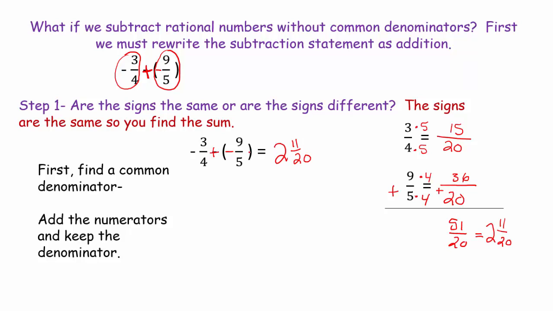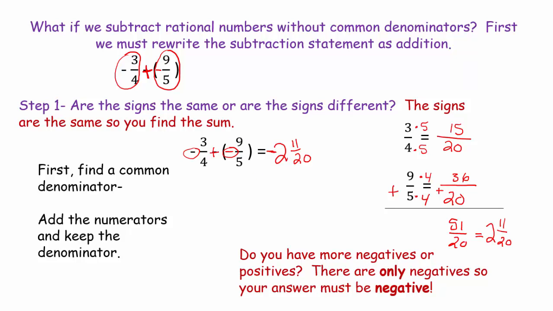The only thing to decide is whether my final answer is going to be positive or negative. So I say, what do I have more of? Hey, all I have is negatives running around. Here I have 3/4 of a negative running around. Here I have 9/5 of a negative running around. I only have negatives running around, which means my final answer will be negative. Once you ask, do I have more negatives or more positives? For positives, there's only negatives. Final answer will be negative.